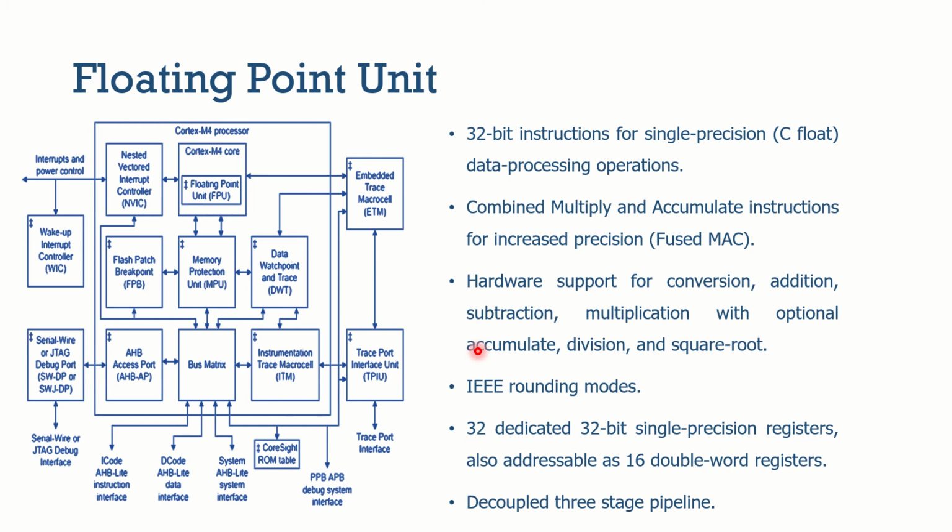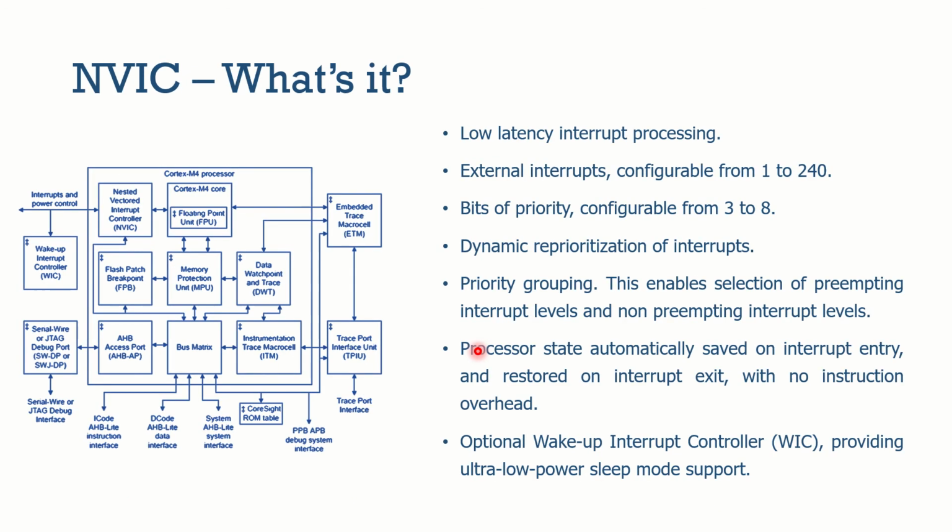And IEEE rounding modes are supported here; when you want to round off a number, we need to follow some guidelines. And 32 dedicated 32-bit single precision registers are available, and they can also be used as 16 double-word registers. This is the same as with ARM7. We had 32 registers there totally when you count, and the same is the case here. We have 32-bit registers available here, and 32 is the number. And we use three-stage pipelining, which is decoupled. Understand? These are all the core features.